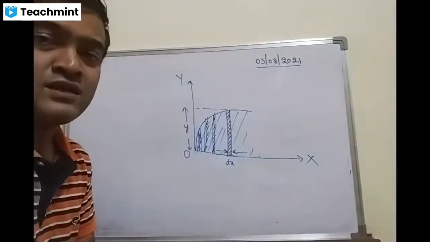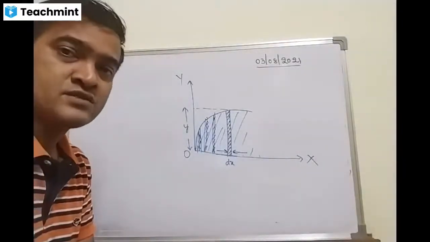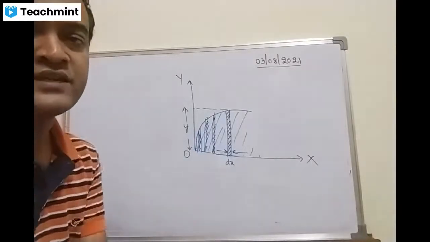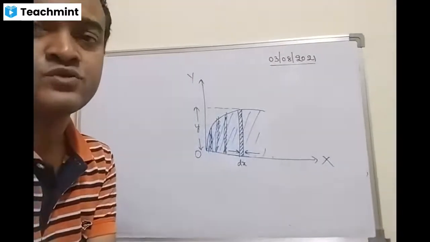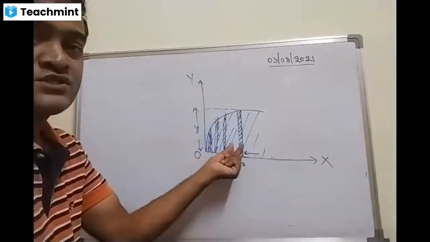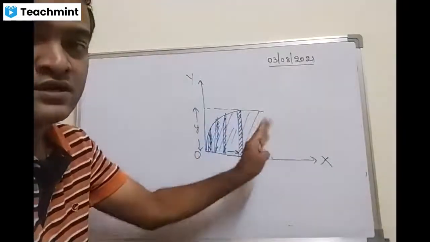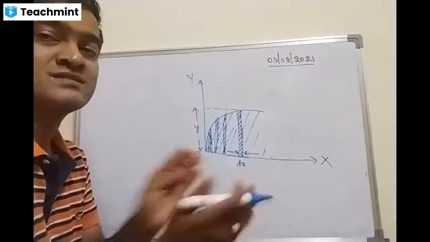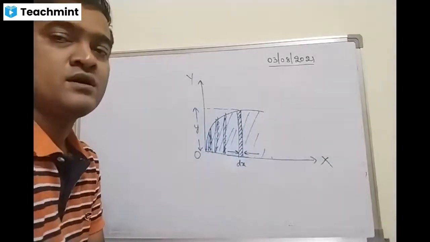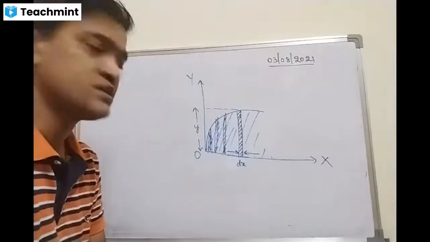But mathematically, how can you approach this? Mathematically, there is a concept called integration. What is meant by integration? Integration means uniting. That means I will take such small elemental strips throughout the bounded or shaded region, and I will sum up all of those. Summing up means I need to follow a mathematical treatment like integration here.